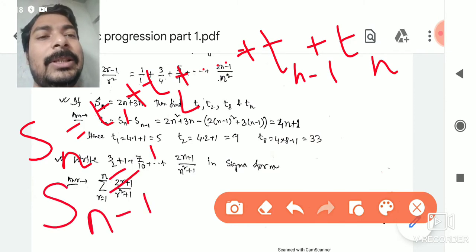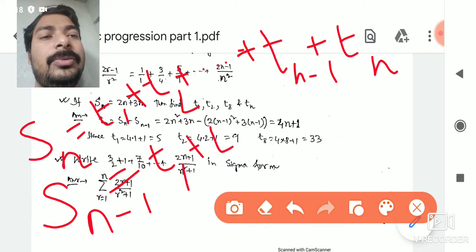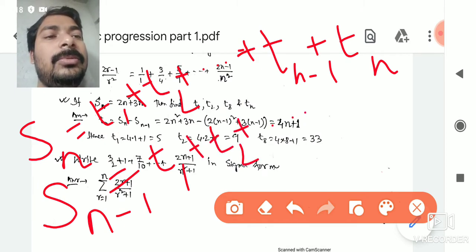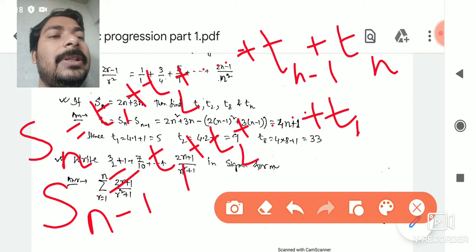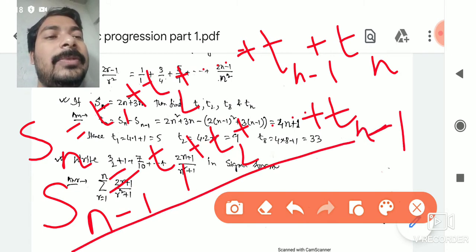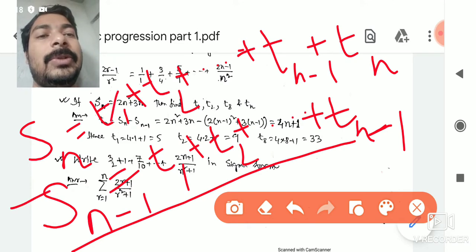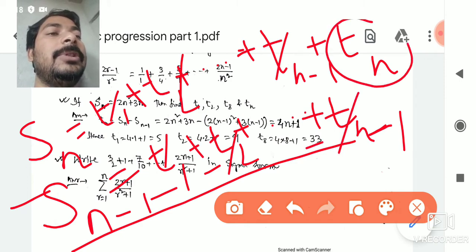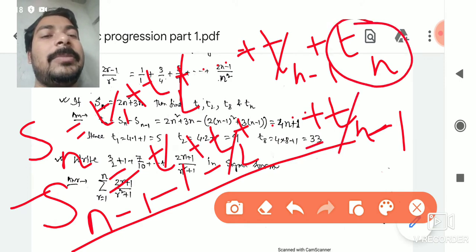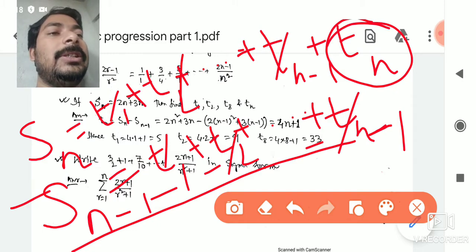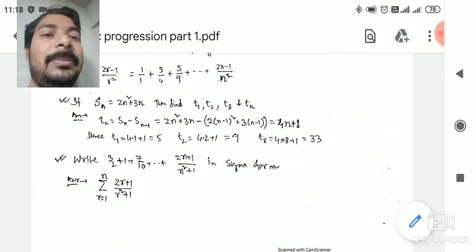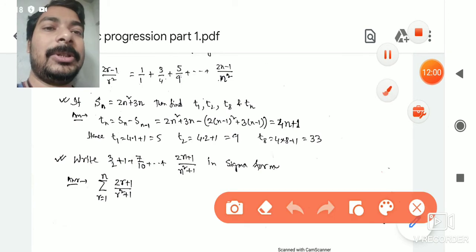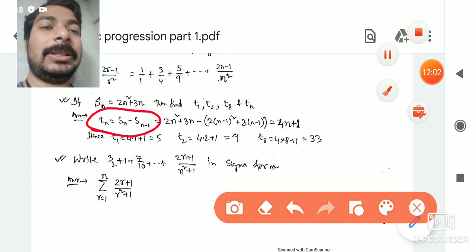Okay, now what is Sn minus 1? That is t1 plus t2 plus up to tn minus 1. Now if I subtract these two things, then t1 cancelled, t2 cancelled, and tn minus 1 cancelled. Only tn will remain. So Sn minus Sn minus 1 will give tn. Okay, so this is the main formula.